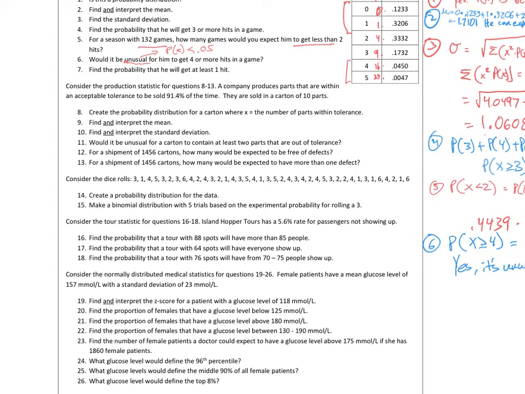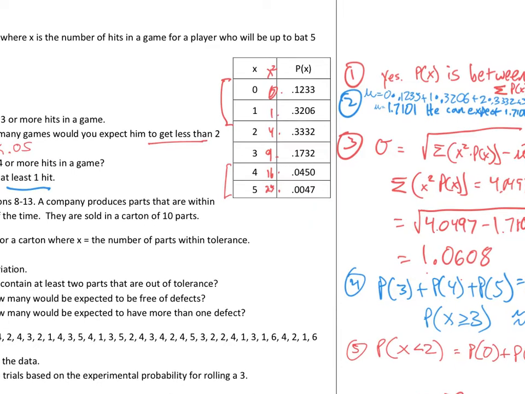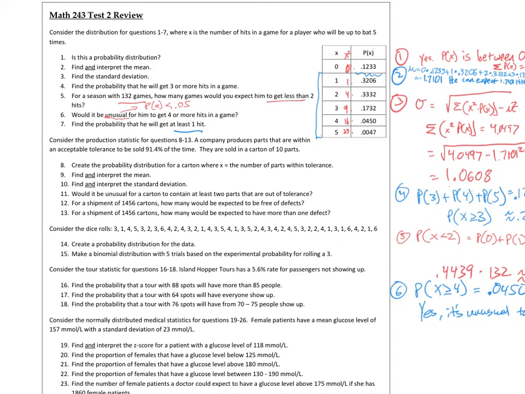And then the last question in this group is to find the probability that he'll get at least 1 hit. We can do this a couple of ways. You can add up all the ones that are at least 1 hit, so that would be 1 to 5. But we know all these add to 1, so really all we need to do is subtract off the 0. So at least 1 hit means 1 minus the probability of getting 0.